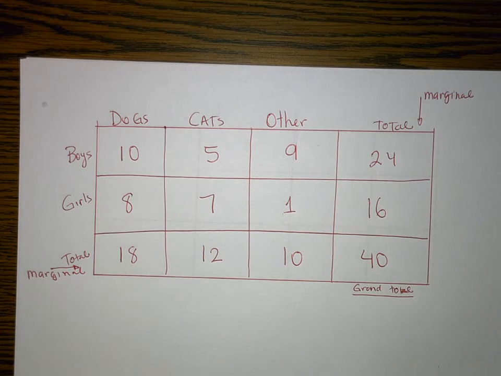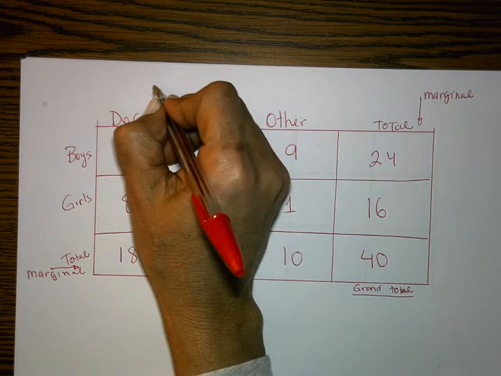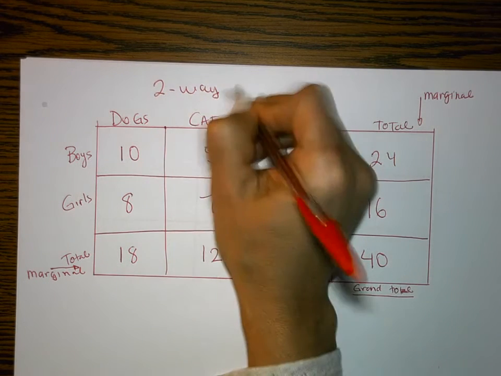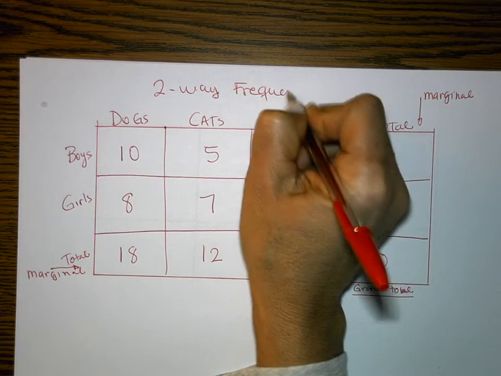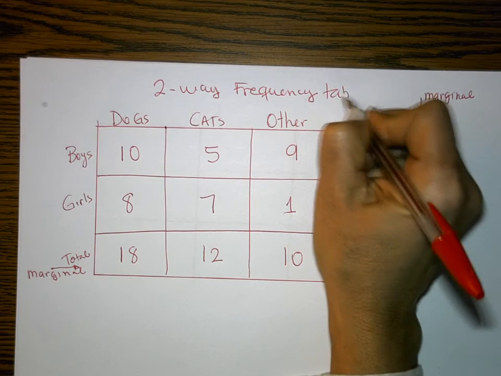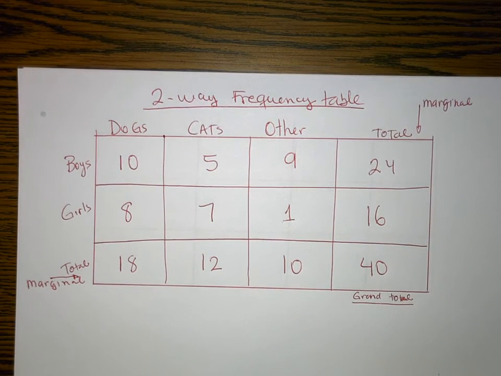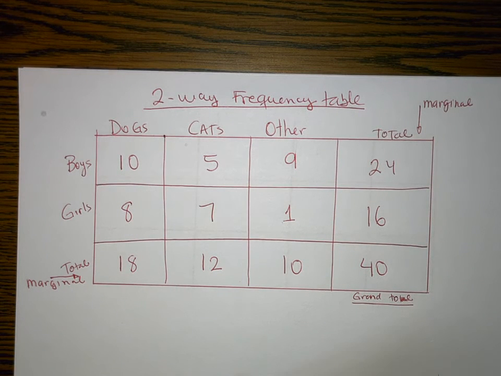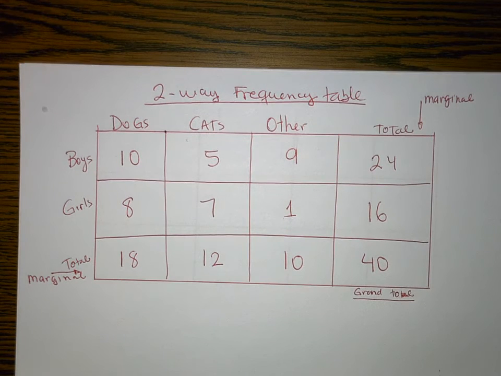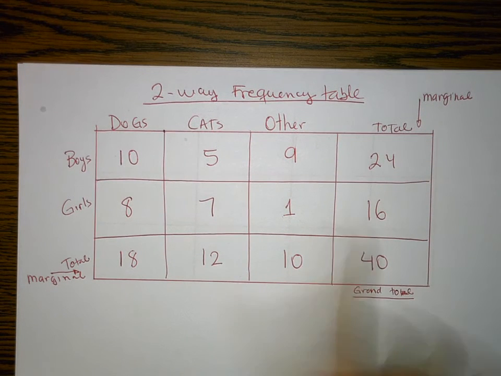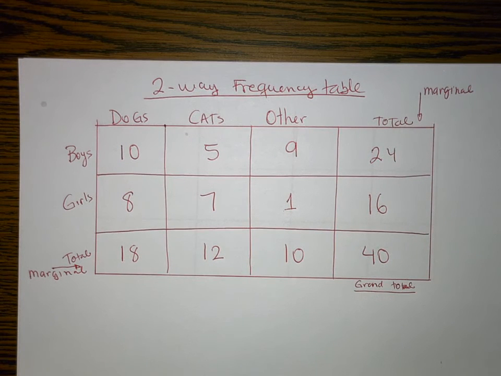And that is a two-way frequency table. So let me label, this is a two-way frequency table. So this is just frequency. We're not talking about percentages yet. We're not talking about relative frequency. We're just talking about frequency. And there you go. Now I can ask you any question I want, and you are going to answer from the two-way frequency table. For example, I can ask you, how many total students were surveyed?